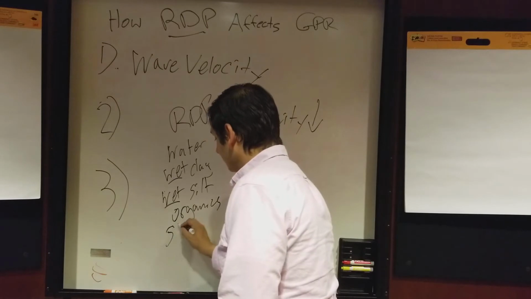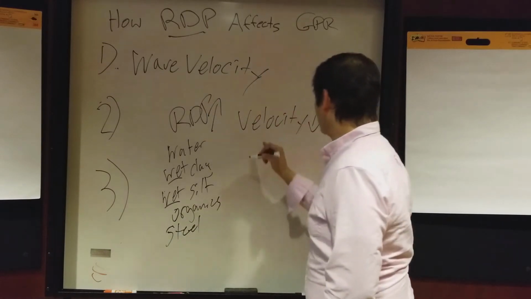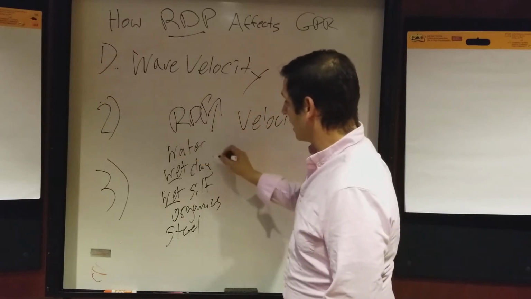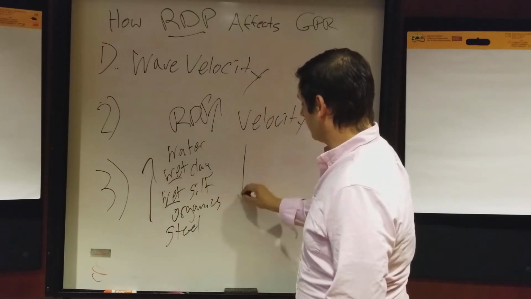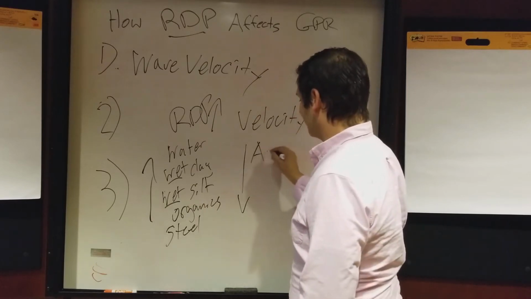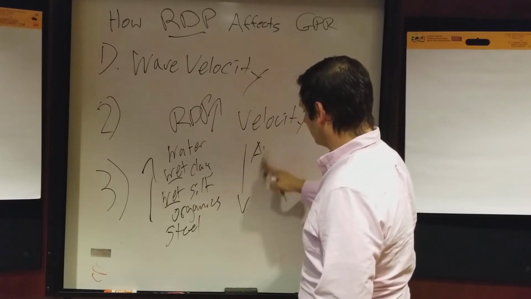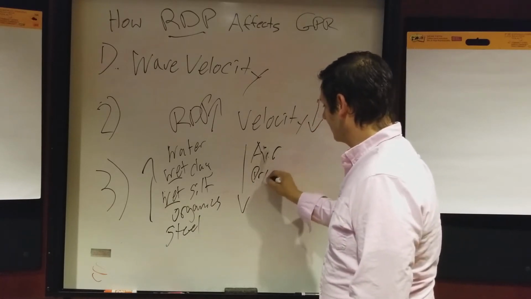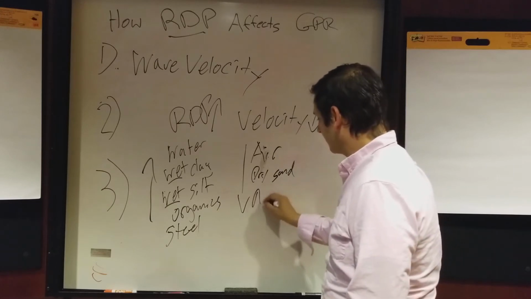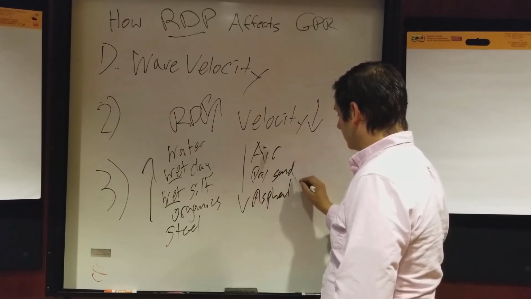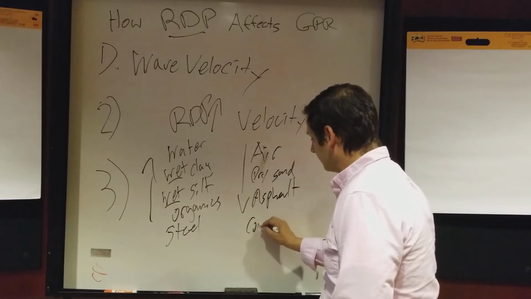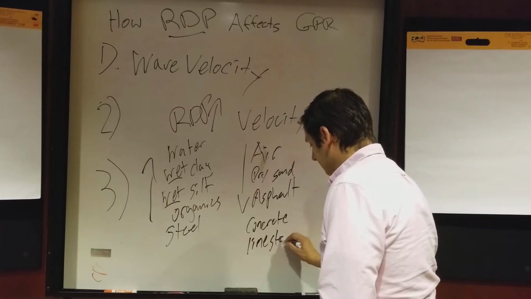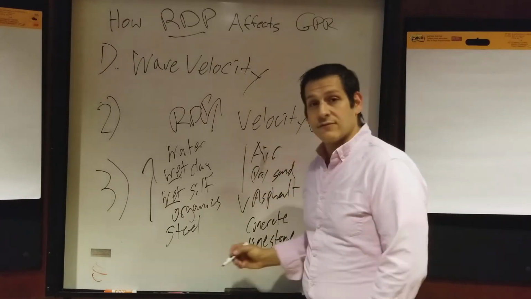Steel. All have high RDPs. What has a low RDP? These would be high RDPs. What about low RDPs? Low RDPs are things like air. Dry sand, asphalt, concrete, limestone. All of these have low RDPs.